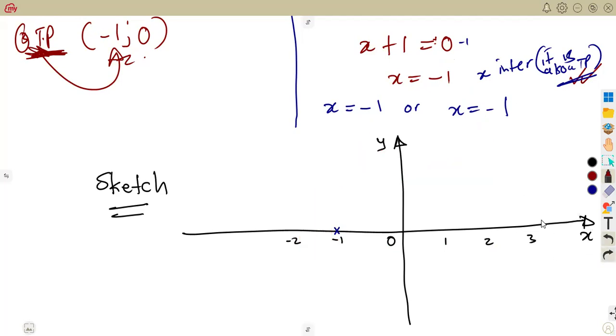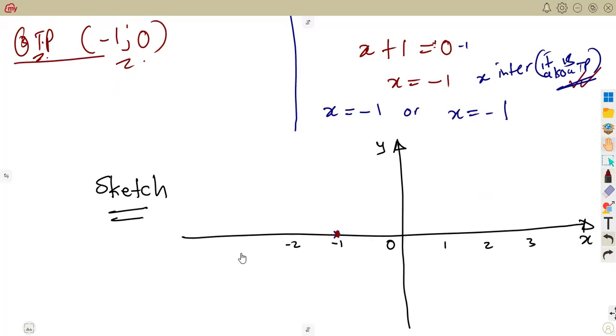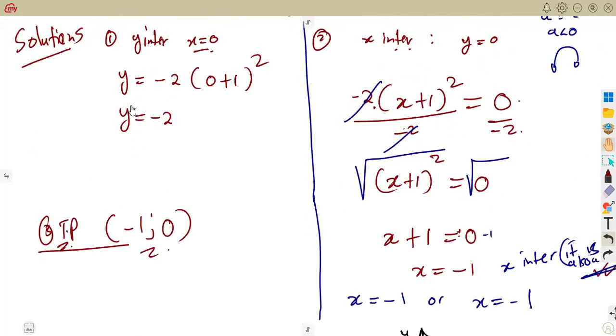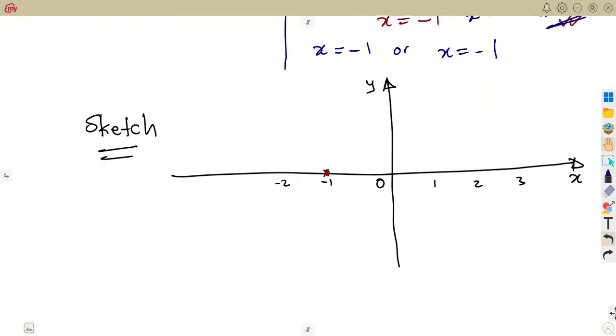x is equal to -1, repeated. That point becomes the x-intercept and the turning point at the same time. So you have to be careful. All right. So this here is our solution, also our turning point. So let's go to the y-intercept. Remember, the y-intercept is at -2. All right. We need the y-intercept at -2. So that's our y-intercept at -2 like this.